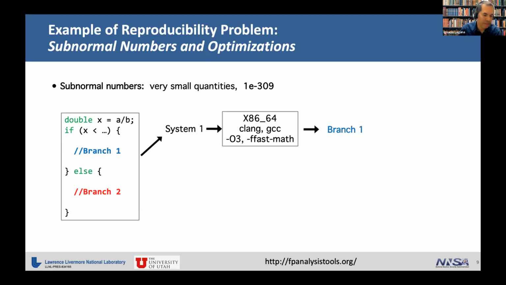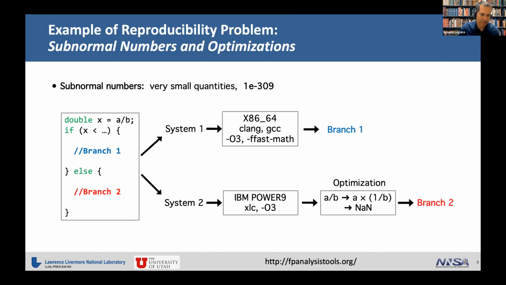So in one system, let's say we have x86, and we're compiling with Clang or GCC and optimization -O3 and fast math. This will take branch 1. Now in another system with IBM Power 9, if you're using a different compiler, in this case XLC, which is the vendor compiler for IBM, using a similar optimization level, -O3, the code might take a different branch if you have a subnormal. The reason for this is that the compiler optimization will replace the division by a reciprocal operation. So it will be a times 1 divided by b, and that will produce an NaN in the division because you have a subnormal number. And so that will make your code take a different branch.